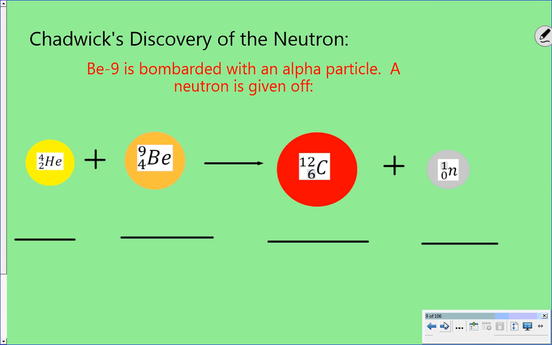Chadwick is really famous for discovering the neutron. This was a really big deal. Since neutrons don't have a charge, it's very hard to do experiments with them. So Chadwick took an alpha particle also, which is sort of like the helium nucleus, and he bombarded some beryllium-9, thus making carbon-12. And this little particle with some mass, but no charge, was spit out, and we now know that to be the neutron. So these were really important experiments that really helped us to know what we know about the atom today.